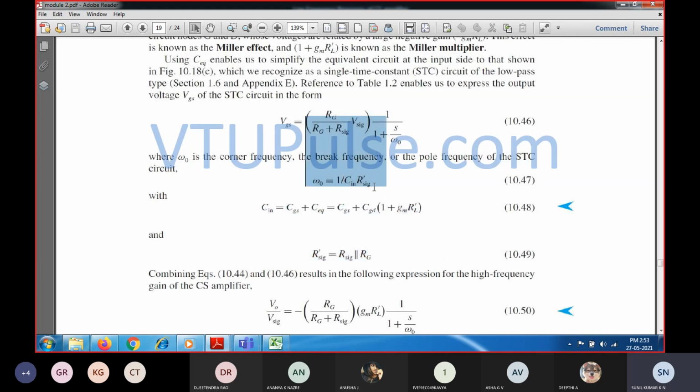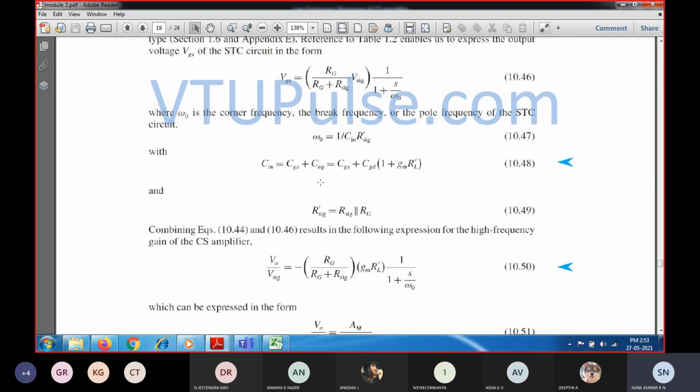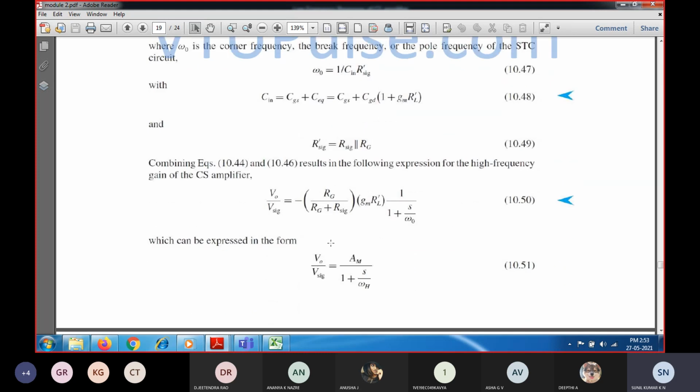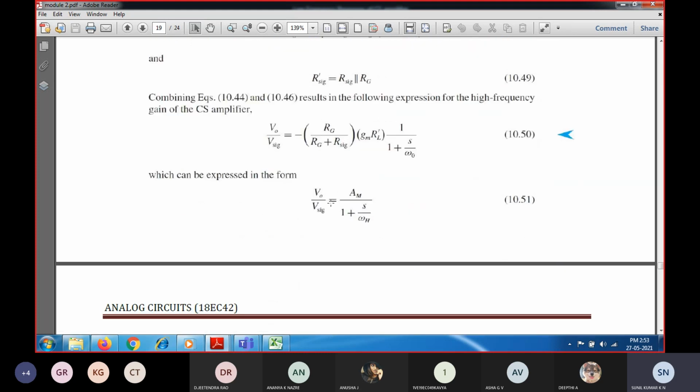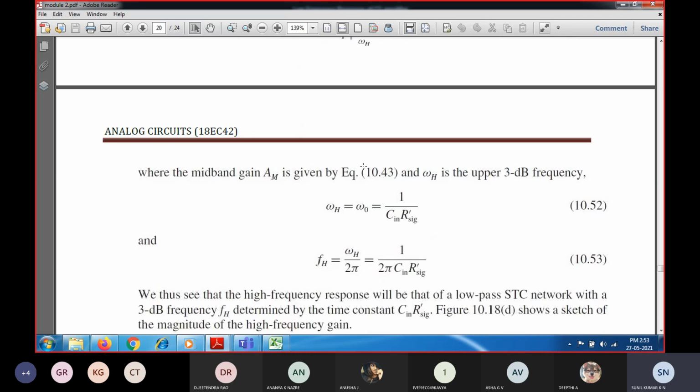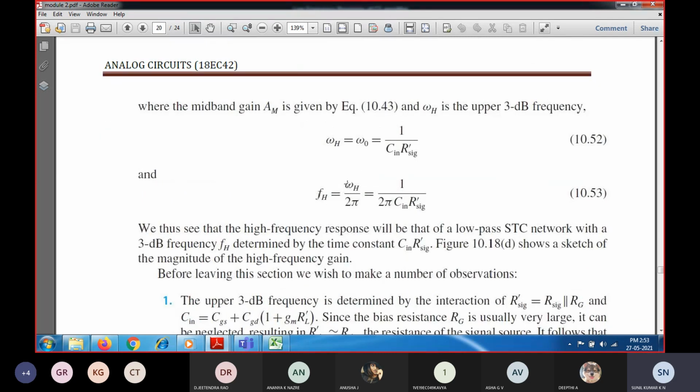So what is the time constant? Omega naught is nothing but the 3 dB frequency, that is omega H, which will be equal to 1 by C into R signal. Whereas it has been denoted in terms of radians. If you want to find out the actual frequency, you can find it by dividing by 2 pi. That gives the 3 dB frequency. FH will be equal to omega H by 2 pi.